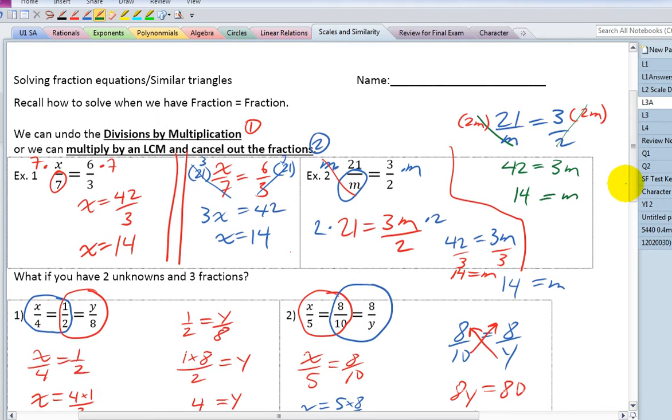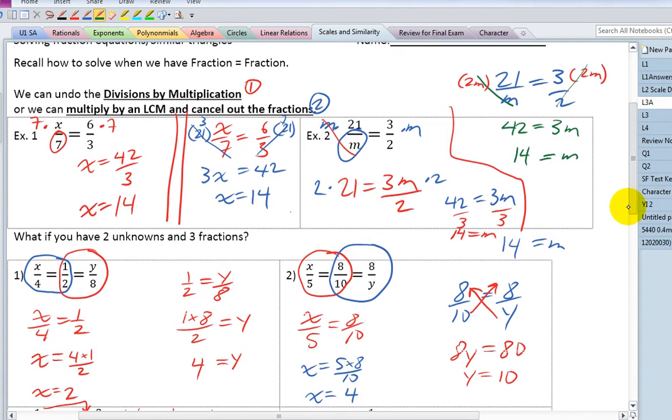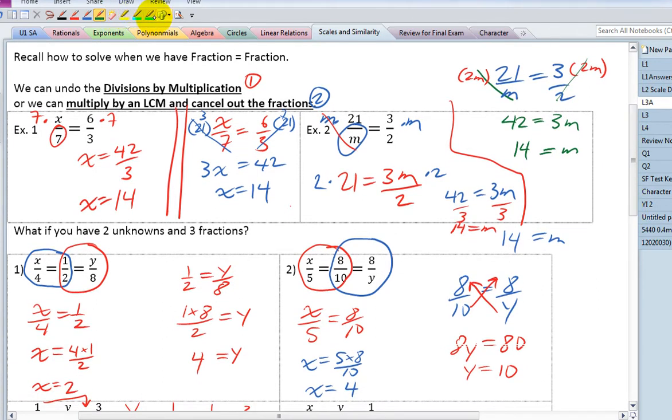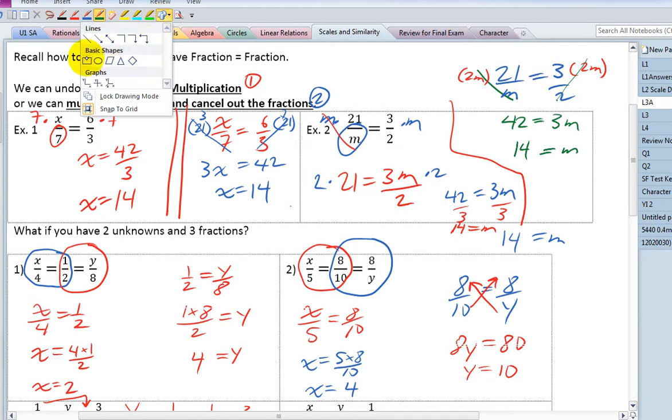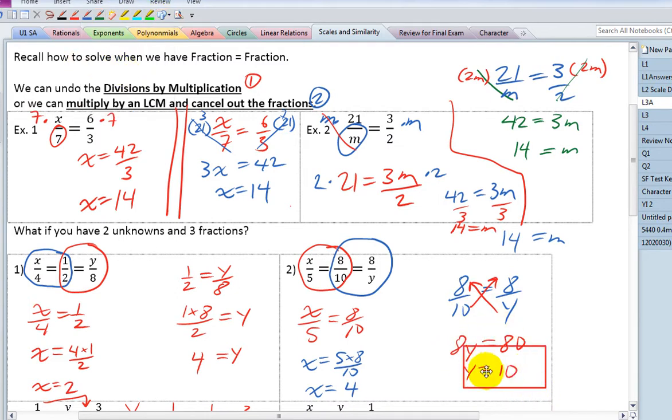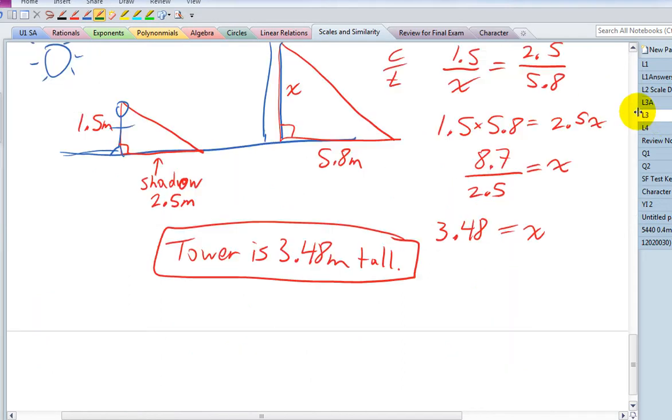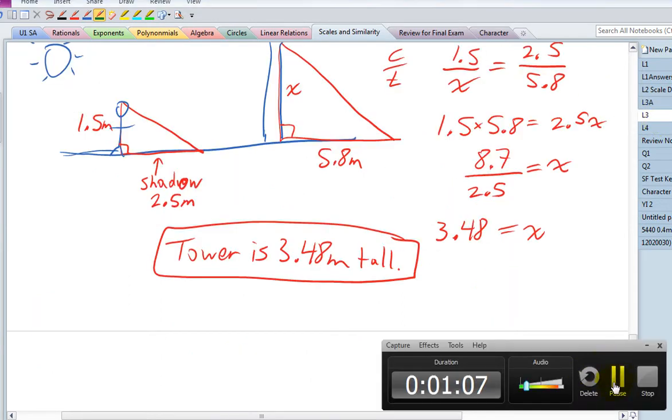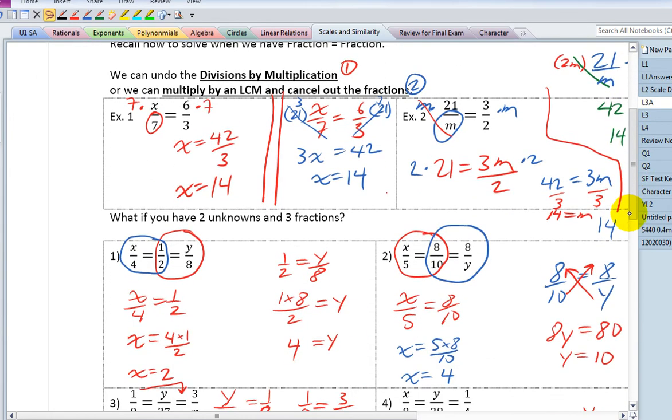Please answer question number 2. Finish off question number 1. So question number 1, you should get 4 and 2. In question number 2, you should get 4 and 10. So question number 2, 4 and 10.